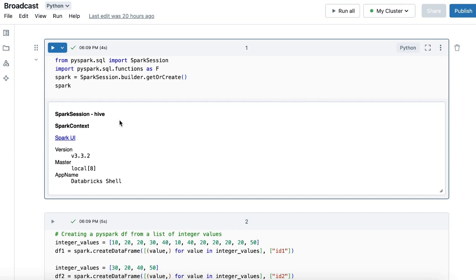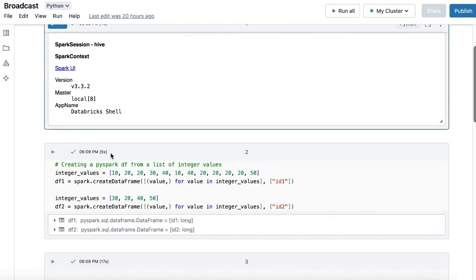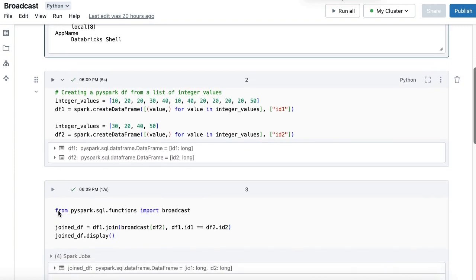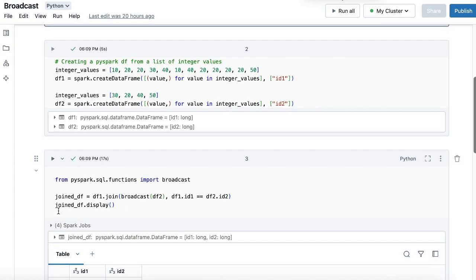Now let's see the practicals of broadcast hash join. I have my Spark session which is up and running, and I am creating 2 data frames, df1 and df2, with one ID column. I have ID1 column for data frame 1 and ID2 column for data frame 2. I have created 2 data frames and I am going to join based on broadcast hash join.